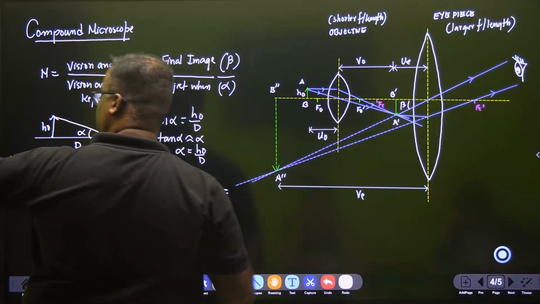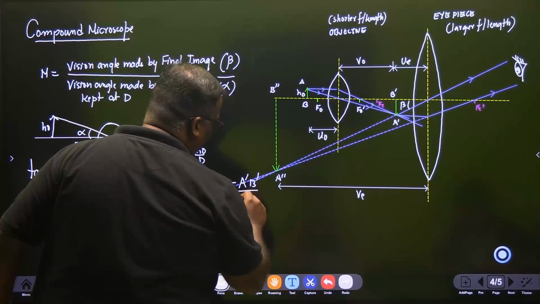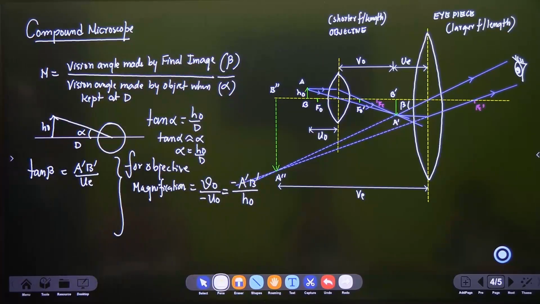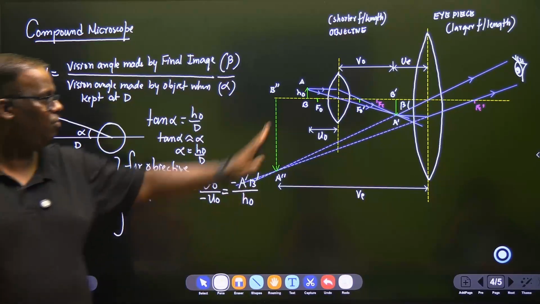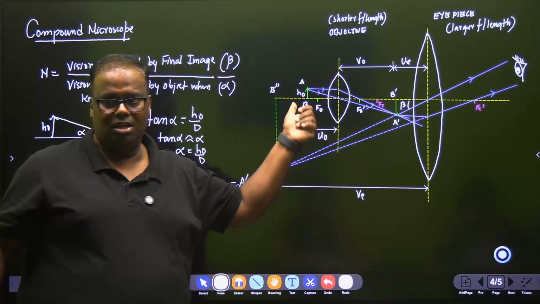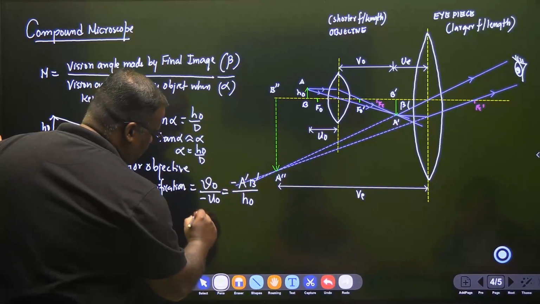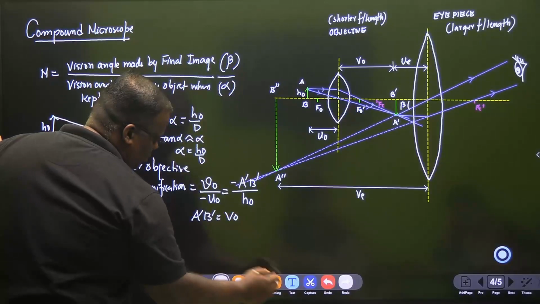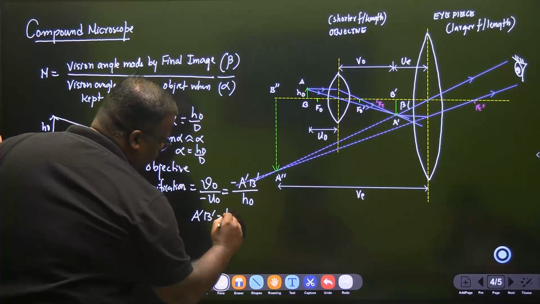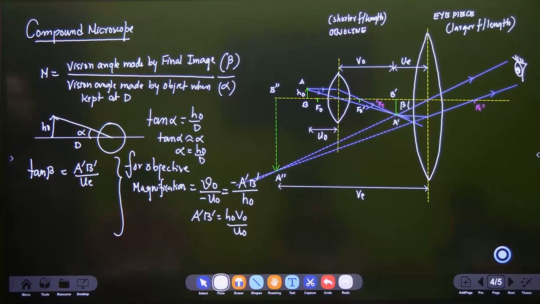The image is slanted, so it would be a negative A dash B dash divided by height of the object HO. Do you agree? This is grade 10 formula here, just for this lens. This is its image. See, our job is to abolish A dash B dash. So the minus cancels the minus from here, and A dash B dash can now be written as HO VO divided by UO. Are we all fine? Right. Very good.